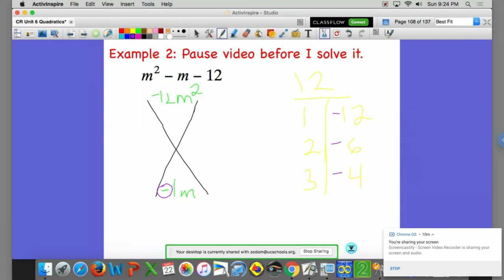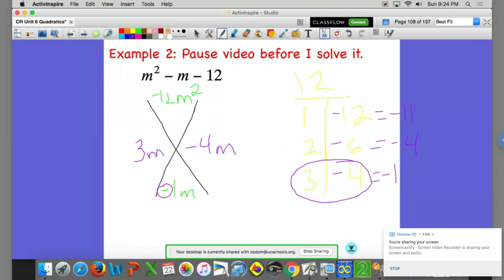Well, 1 and -12 is going to give me -11. So that's out. 2 and -6 is going to give me -4. So it's out. But 3 and -4 is going to give me that -1 that we're looking for. So therefore, my factors are going to be 3m and -4m.